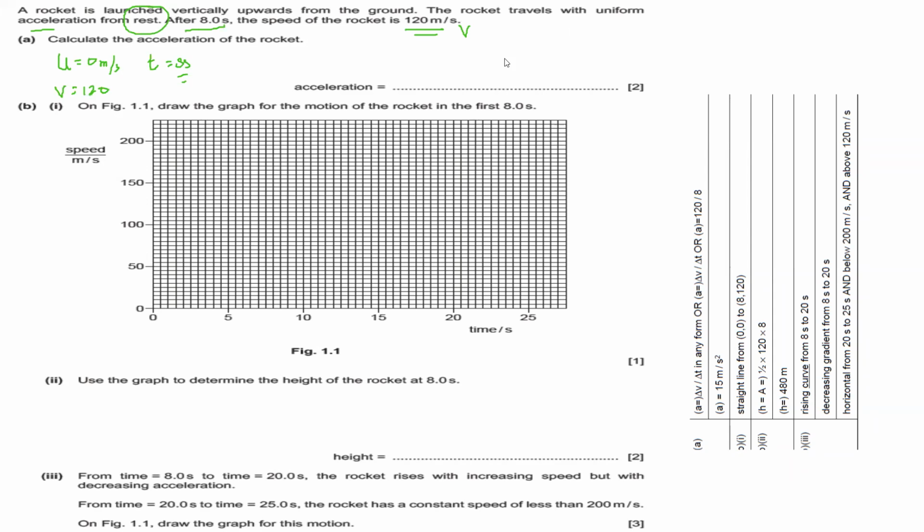We have to calculate the acceleration of this rocket. Acceleration is change in velocity divided by time, so it is V minus U divided by T. V is the final speed, which is 120. U is the initial speed, that is 0. And the time interval is 8 seconds. So 120 minus 0 divided by 8 is equal to 15 meters per second squared, the acceleration of this rocket.